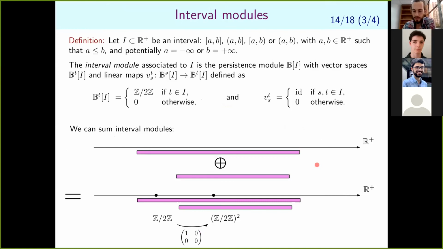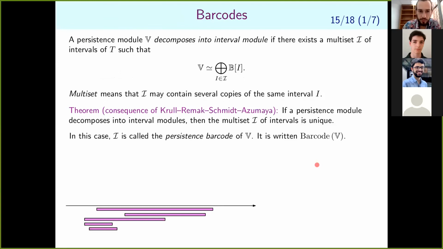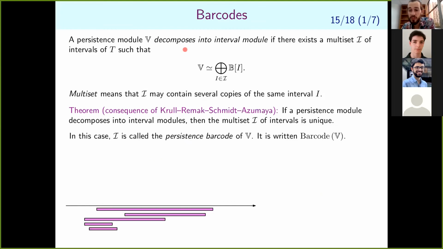So we can sum a lot of them, right? The idea is that if we sum interval modules, we will be able to describe any persistence module. In other words, say I have a persistence module, I want to write it as a sum of interval modules. I want to do that because I understand interval modules very well. I can read what the dimension is, I can read what a linear map is. So I say that a persistence module decomposes into interval modules if I can find a multiset of intervals such that my persistence module is isomorphic to a sum of interval modules.